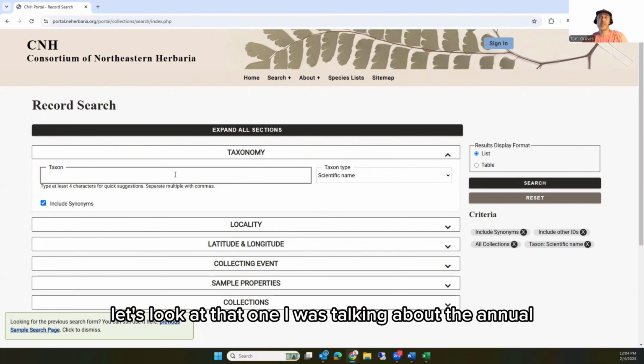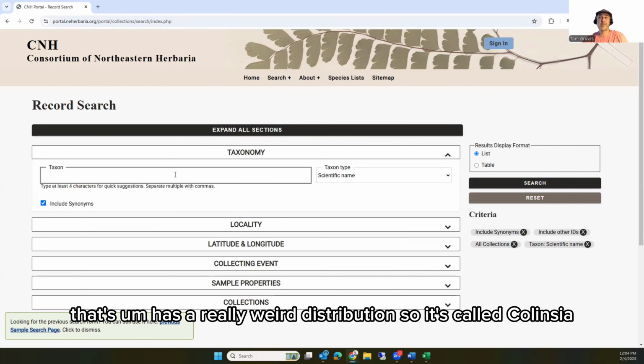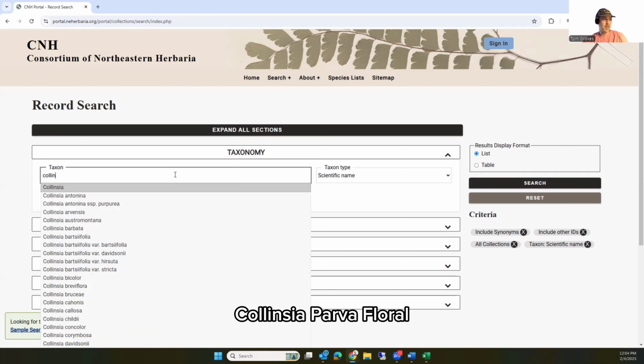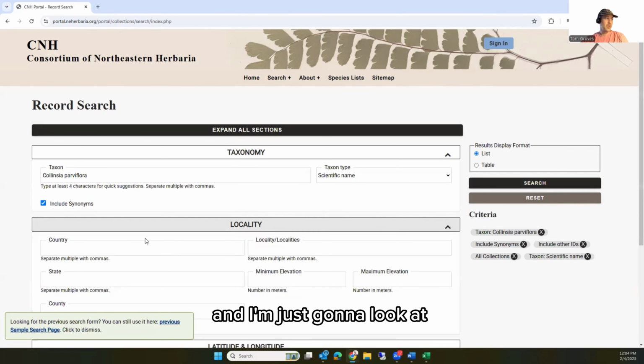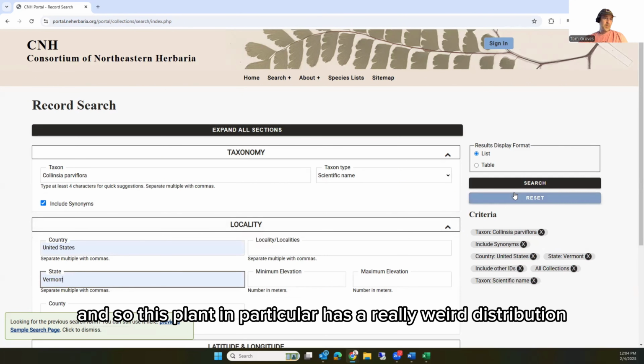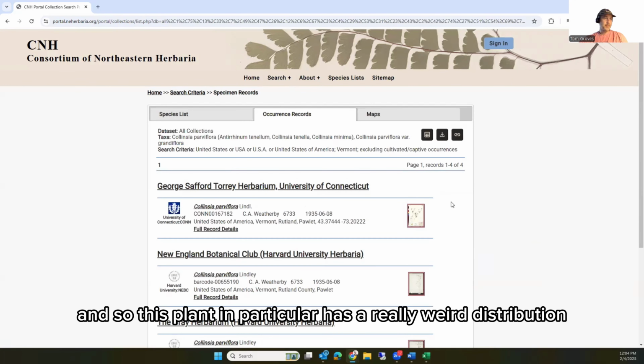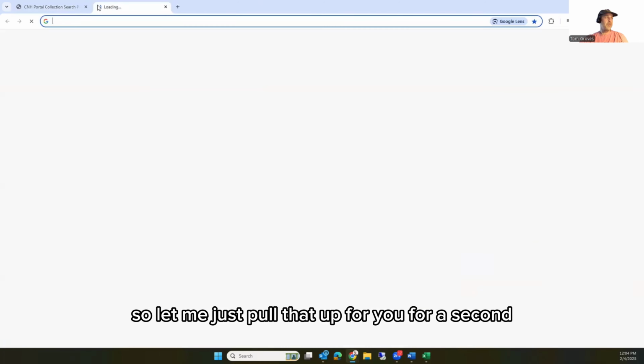But let's look at that one I was talking about, the annual that has a really weird distribution. It's called Collinsia parviflora, and I'm just going to look at Vermont. This plant in particular has a really weird distribution, so let me pull that up for you for a second.